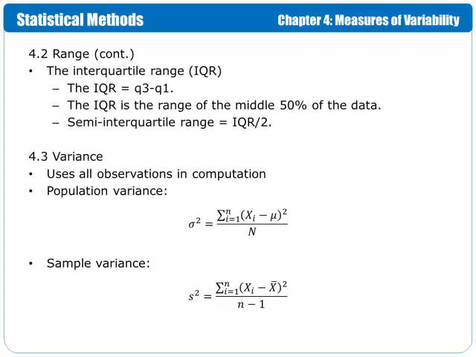And as you can see, the population variance is represented by a lowercase sigma with a superscript 2, referred to as sigma squared. The sample variance is represented by a lowercase letter s and a superscript 2, or s squared.